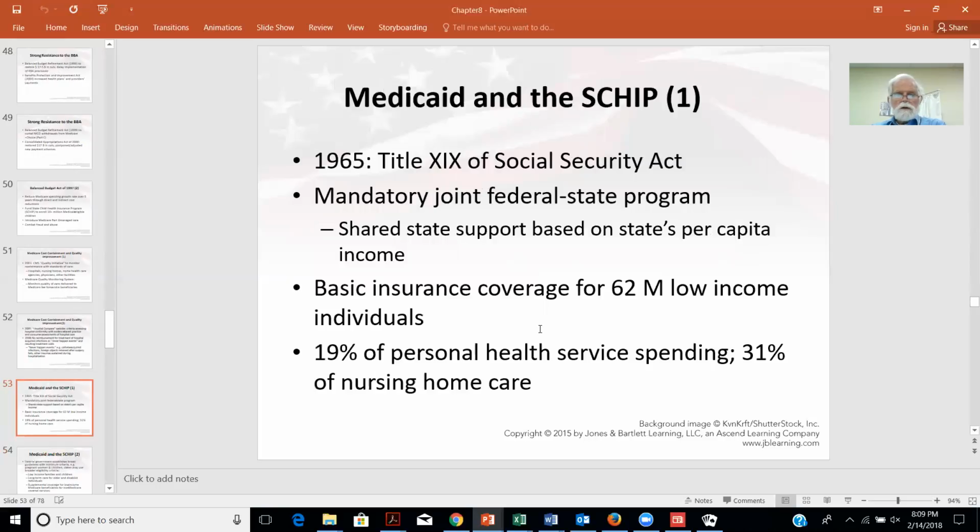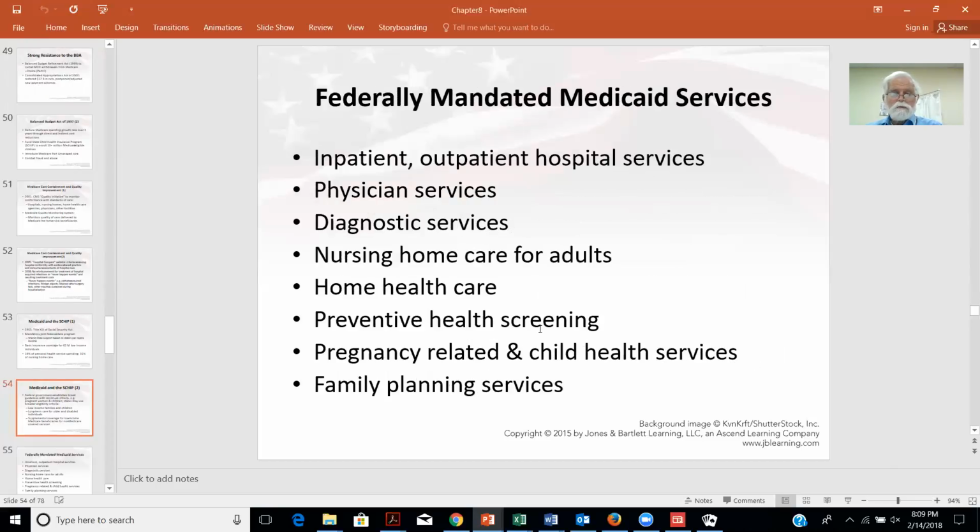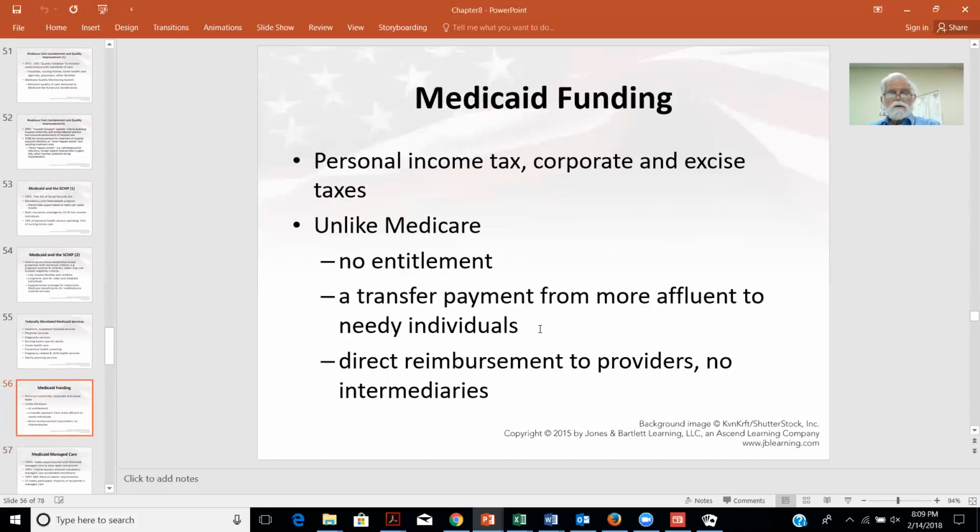The State Children's Health Insurance Program has seen a lot of growth and covers an awful lot of low-income families and children. The idea is to keep our children not only healthier, but also to be sure that they are actually born healthier. There are many medicated services that are mandated. Funding is through income tax, corporate and excise taxes.